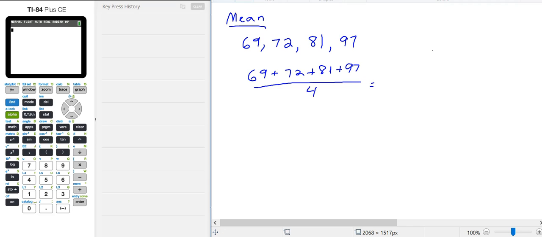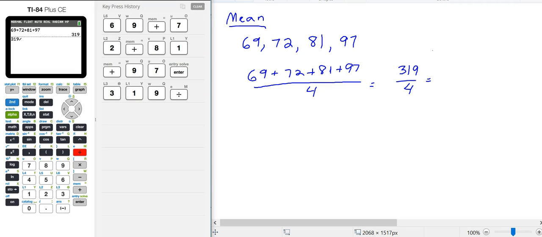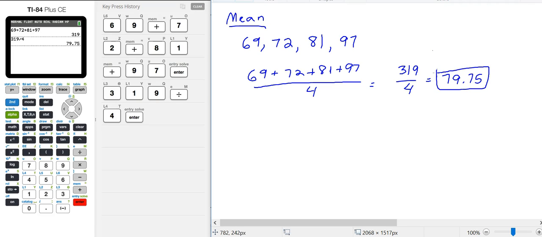Let's do it. 69 plus 72 plus 81 plus 97 is 319 over 4. Let's do that. 319 divided by 4 is 79.75. So the average score, the mean score for this person would be almost an 80.